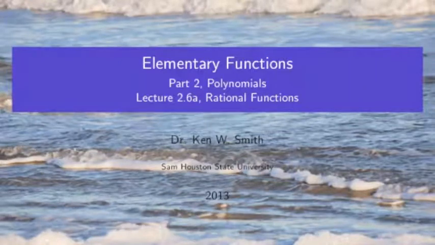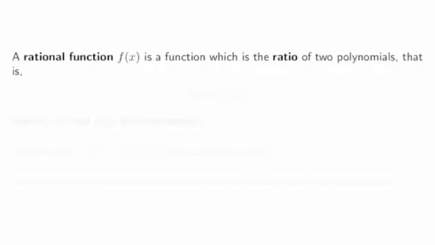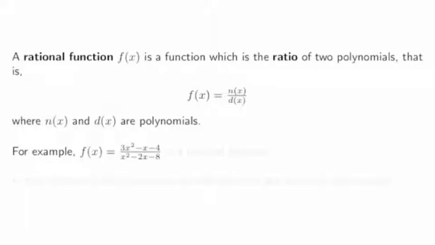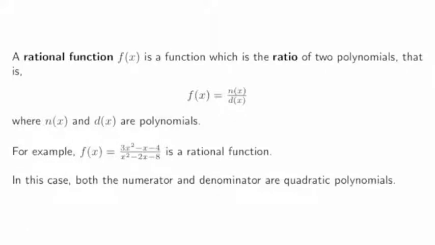In this lecture, we look at rational functions. A rational function is a function which is the ratio of two polynomials. That is, the function is n of x divided by d of x, where n of x and d of x are polynomials. The numerators and denominators are polynomials. For example, here's a rational function. In this case, both the numerator and the denominator are quadratic polynomials.